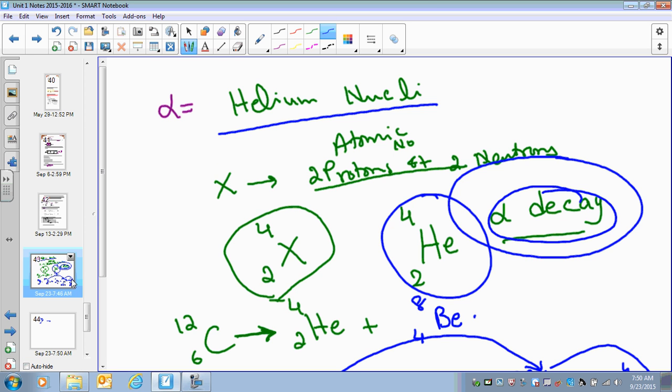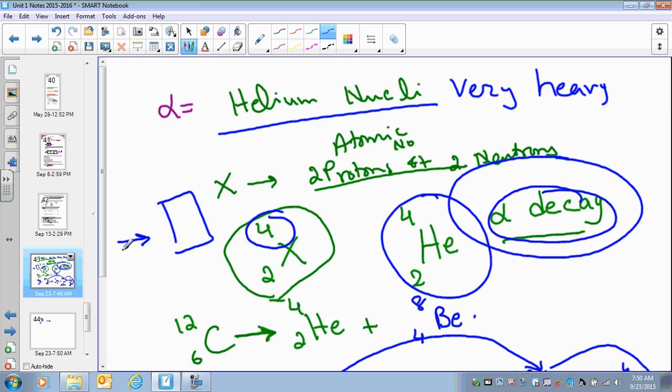Alpha is a very heavy particle. It will not travel too far because it has a lot of mass. Anything that has a larger mass doesn't travel too far, so it doesn't penetrate very much. So if we throw alpha particles, even a paper can stop them because alpha particles are very heavy.